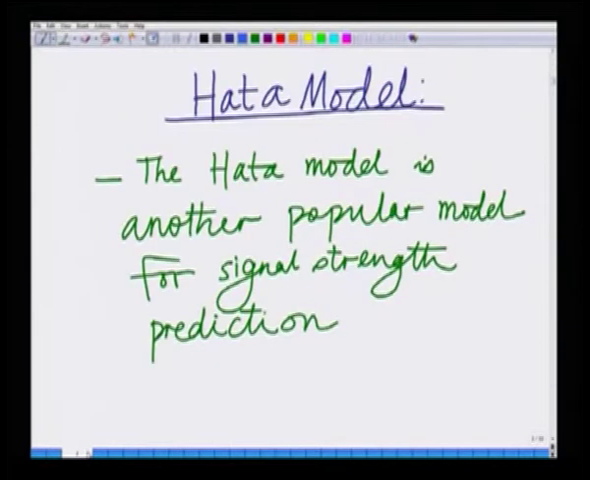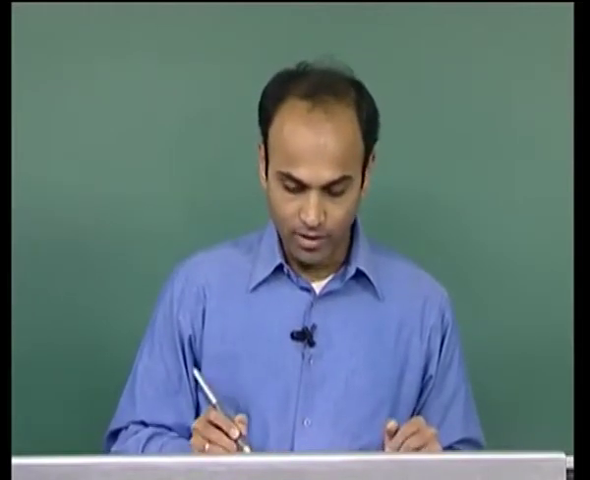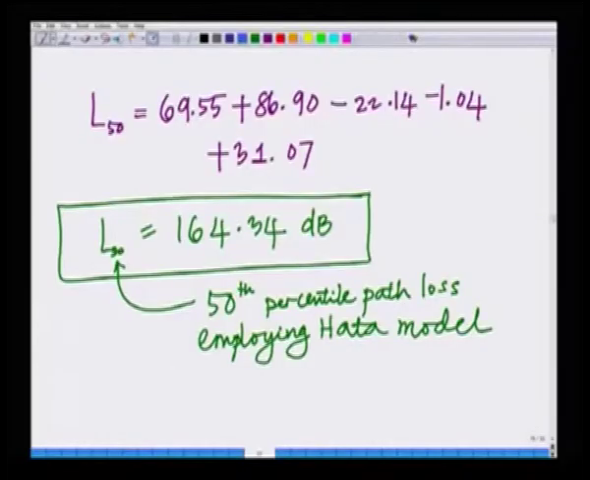Then we moved on to the Hata model, and we said the Hata model is another popular model similar to the Okumura model, except it gives an analytical formulation to the graphical Okumura model, where the Okumura model uses a lot of graphs and so on. And we said we consider the same example using the Okumura Hata model, and we said the path loss is 165 dB, which is essentially close to what is predicted by the Okumura model.